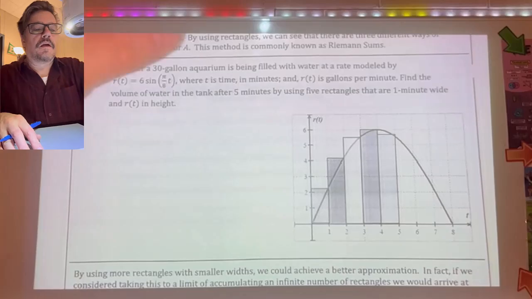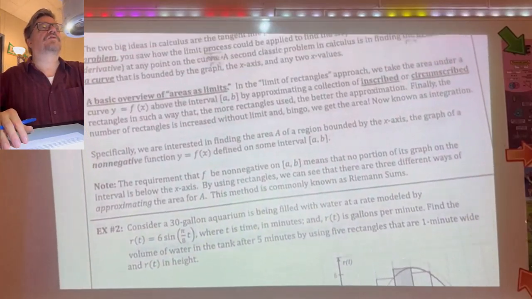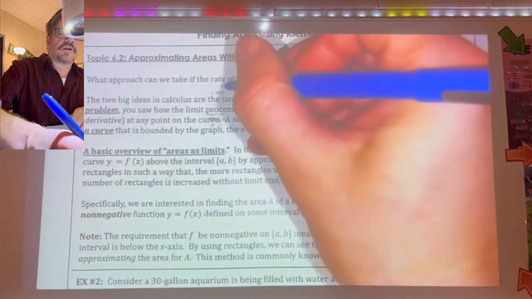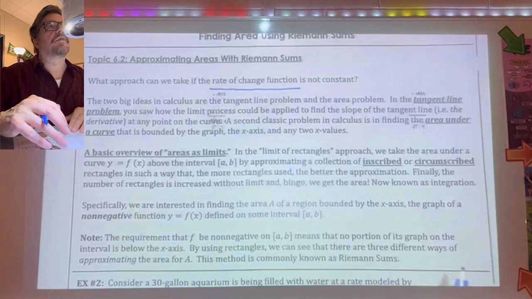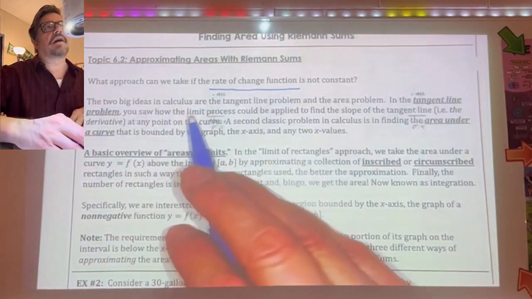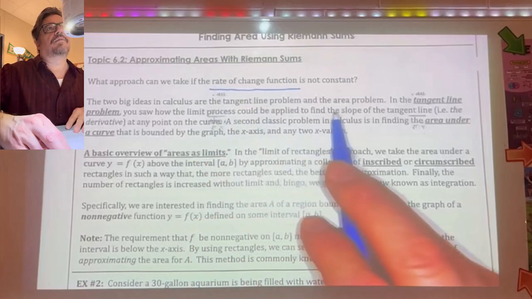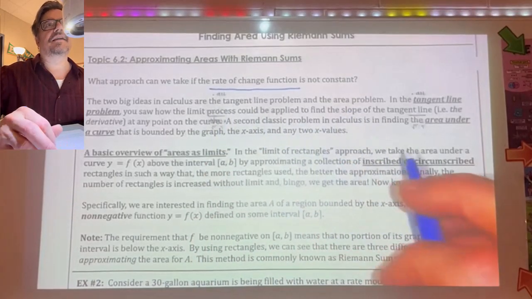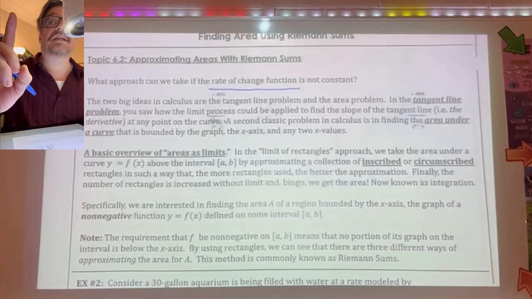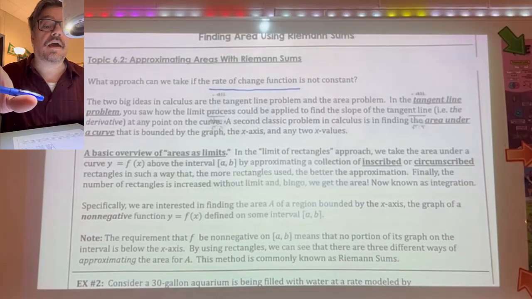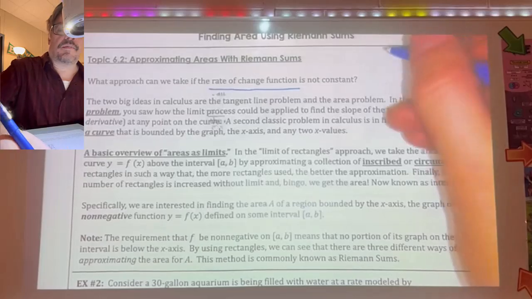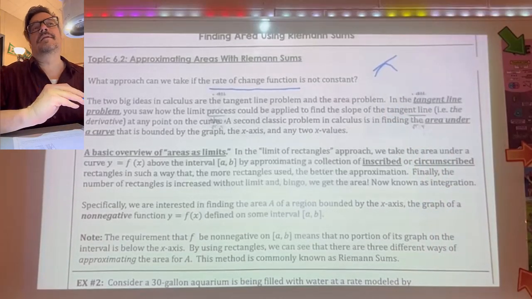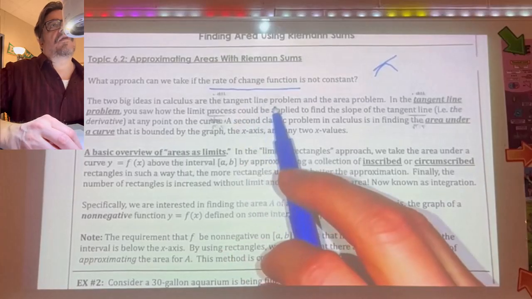Okay, so here's kind of the punchline. What we can do is if we have a rate of change function, if you guys would underline that, there are two big ideas in calculus: the tangent line problem and the area problem. And what's so amazing is that these guys are related. Now, what you guys just saw was an example of the area problem. The tangent line problem is when we were doing this, and we did that for months and months and months. That's the tangent line problem.